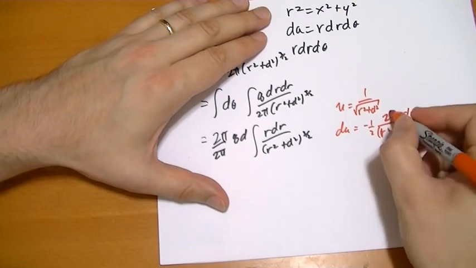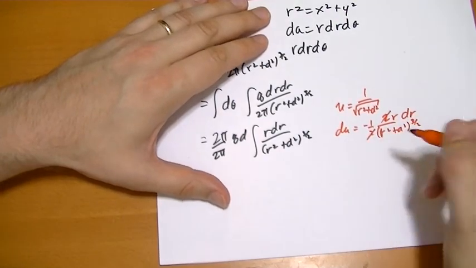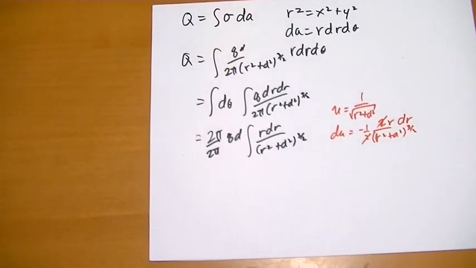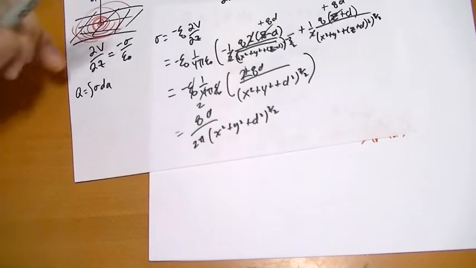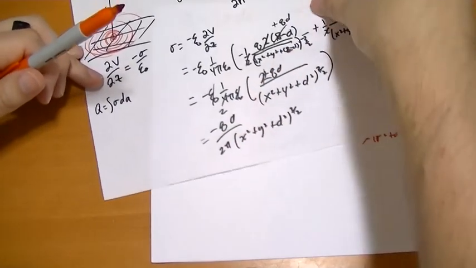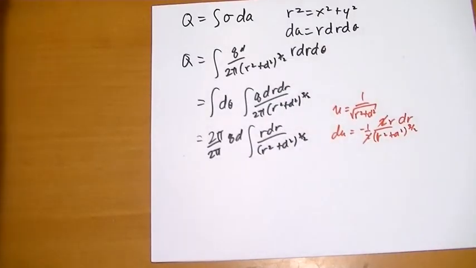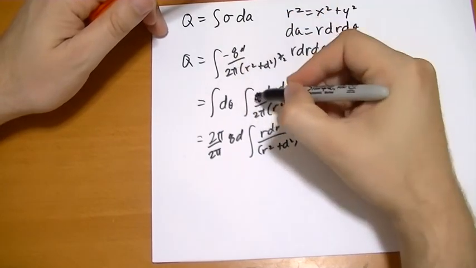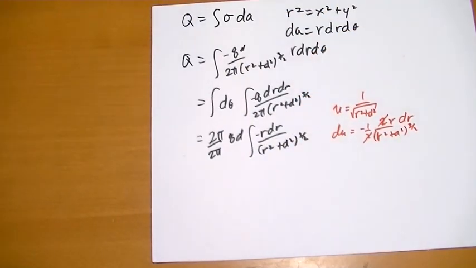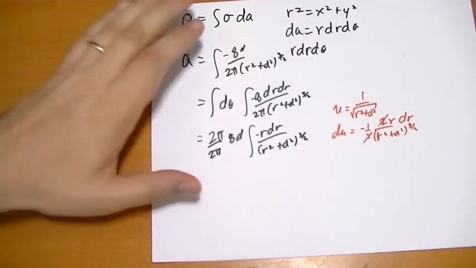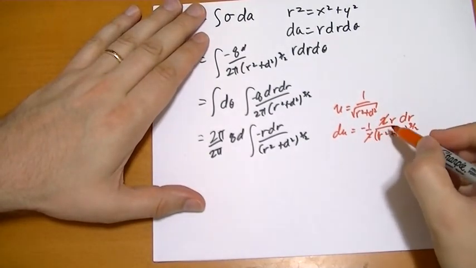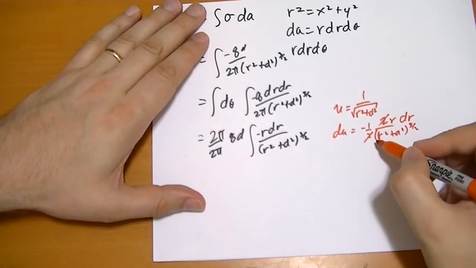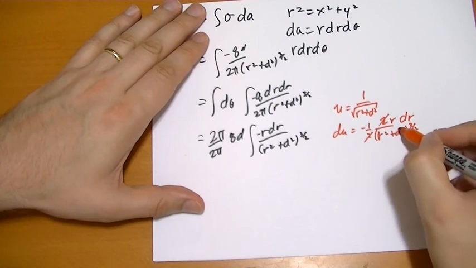So basically these two cancel, except you got a negative sign there, which should have appeared because the charge is negative. After all that work talking about the negative charge, I forgot to write it down. Okay, so it is negative. Okay, so our du is equal to minus r dr over r squared plus d squared to the 3 halves.